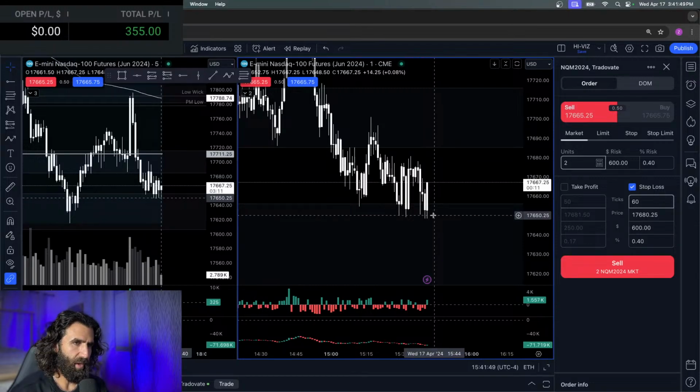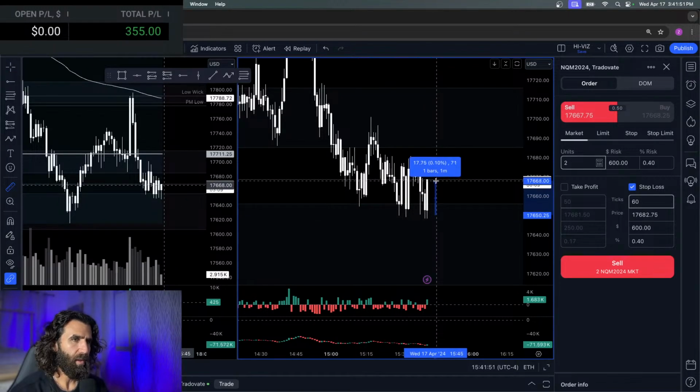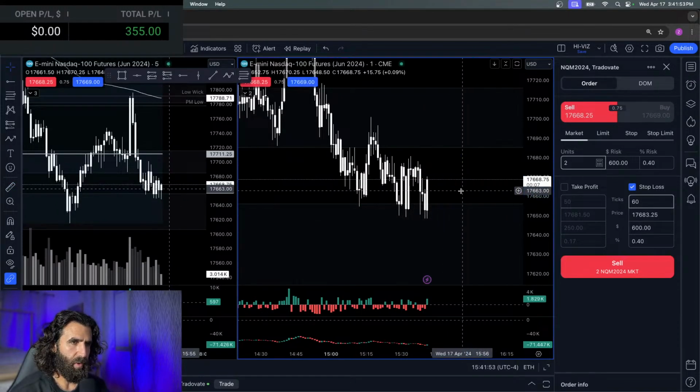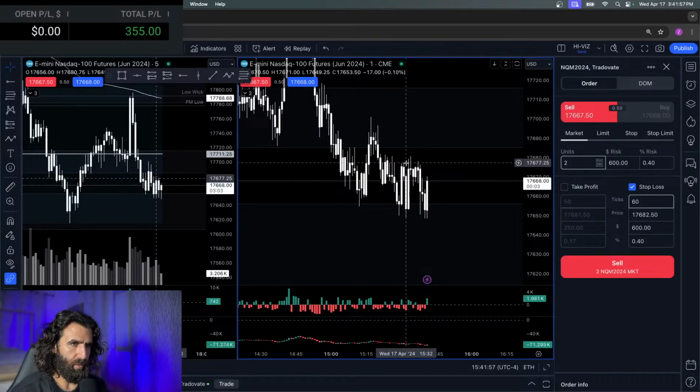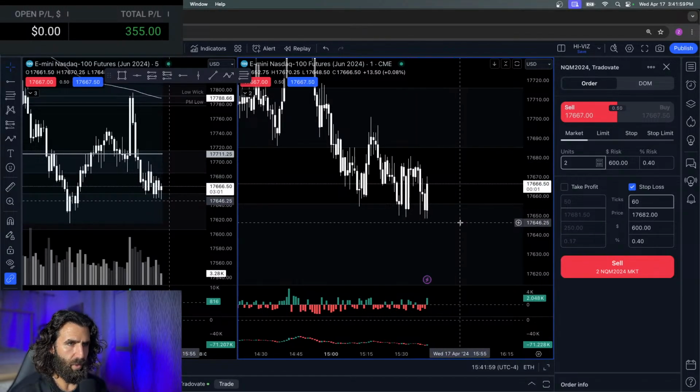Obviously, selling the breakout wouldn't have worked, right? Here we are, 80-some odd ticks push back up. Now we're up above these bars. Do we tap back in here and we get another chance?